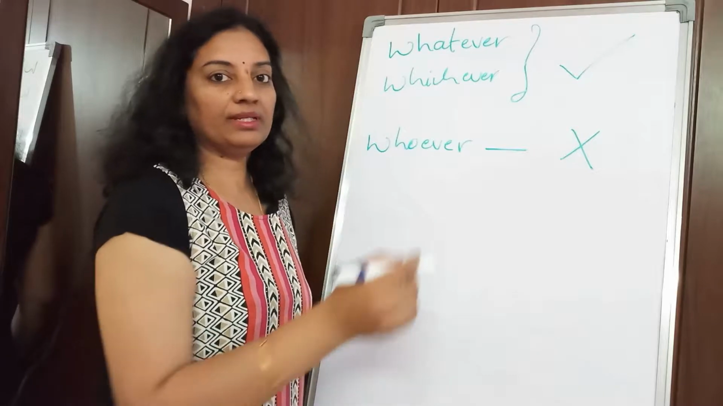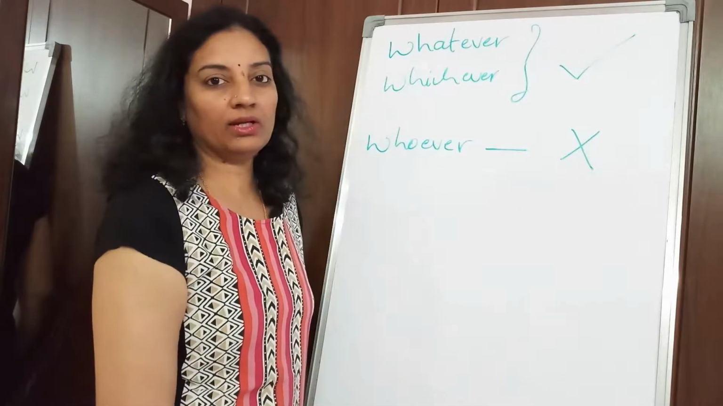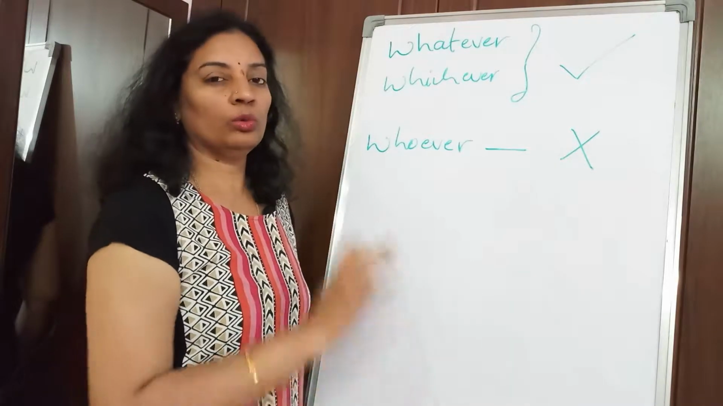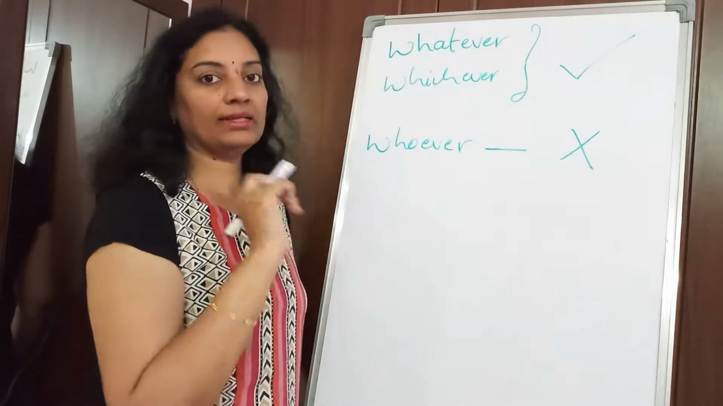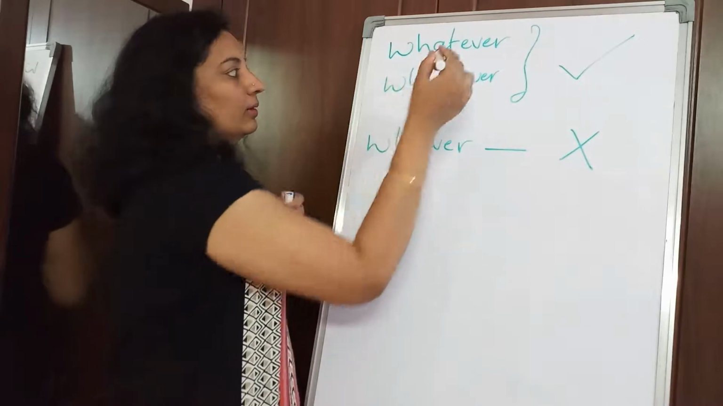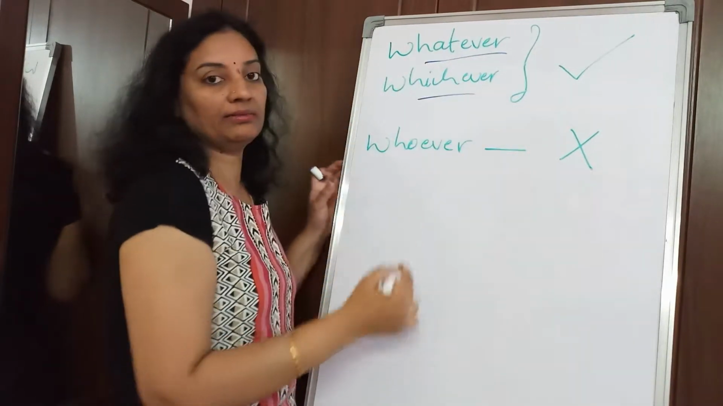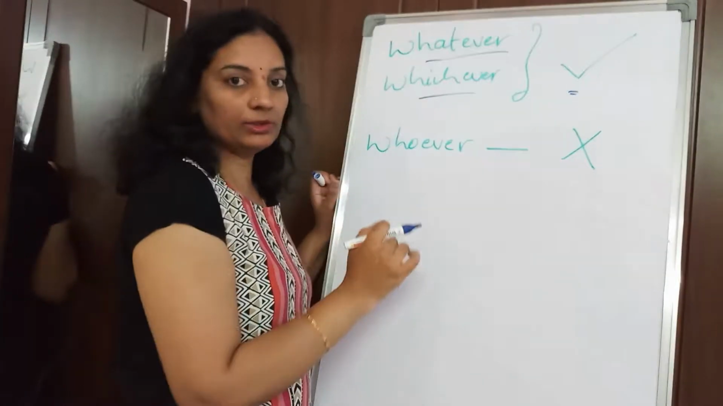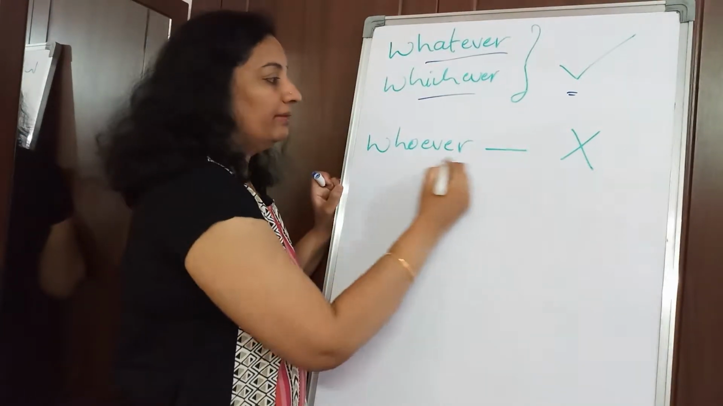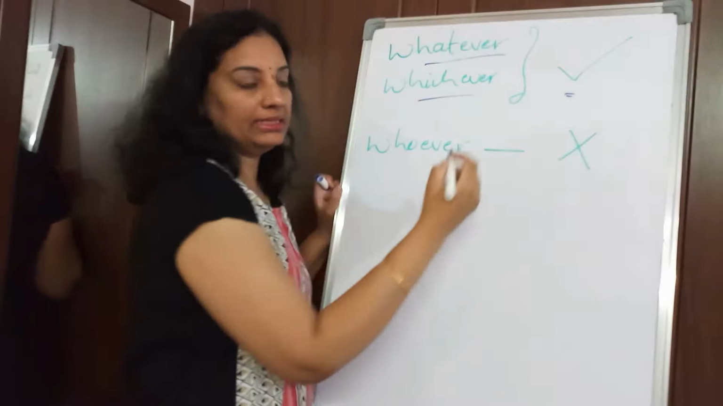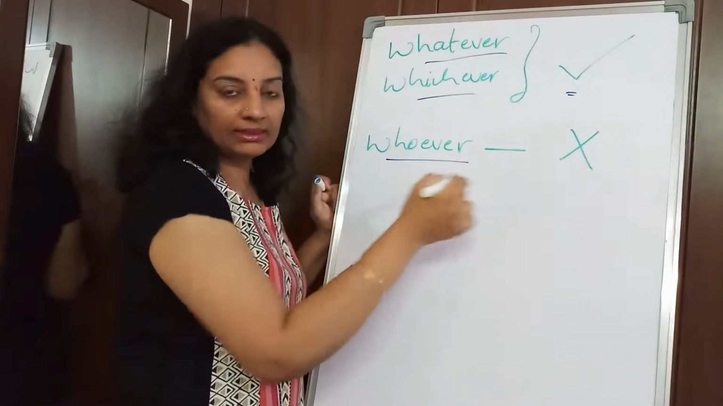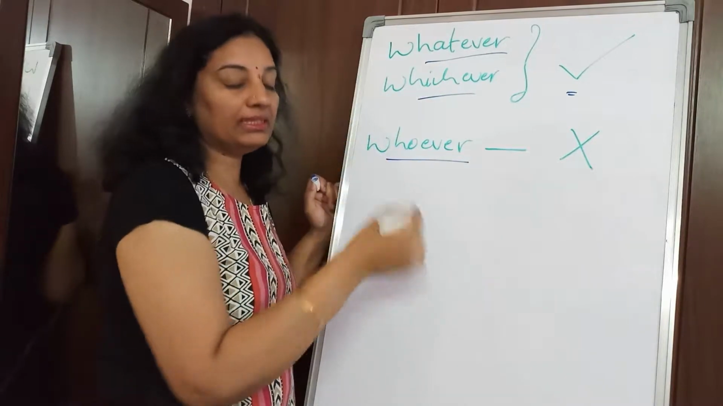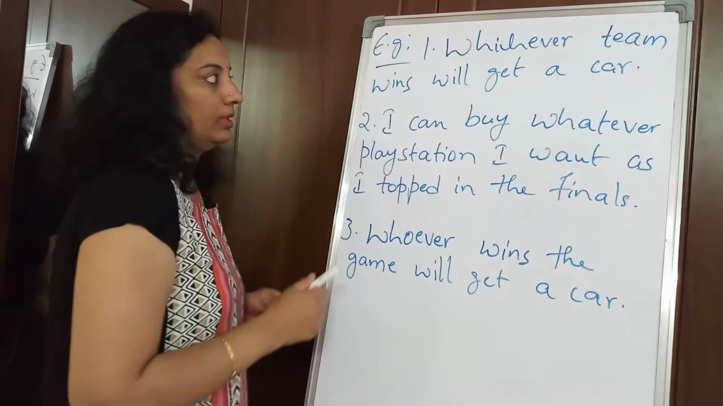Don't get confused with the ever words. Whatever, whichever, whosoever, whomever. Only 2 act as relative adjectives and those are whatever and whichever. Those are the only 2 relative adjectives from this group. Whoever is wrong. It is not at all a relative adjective. What difference does it make? I will tell you in the form of examples.